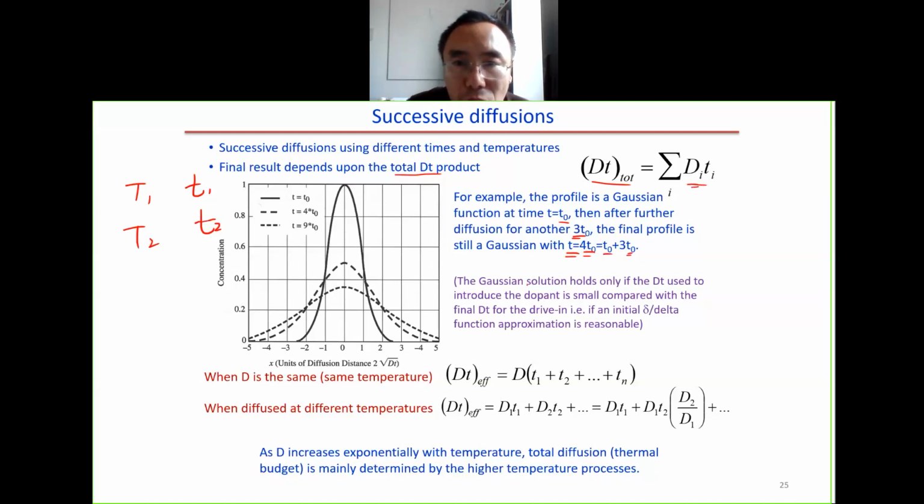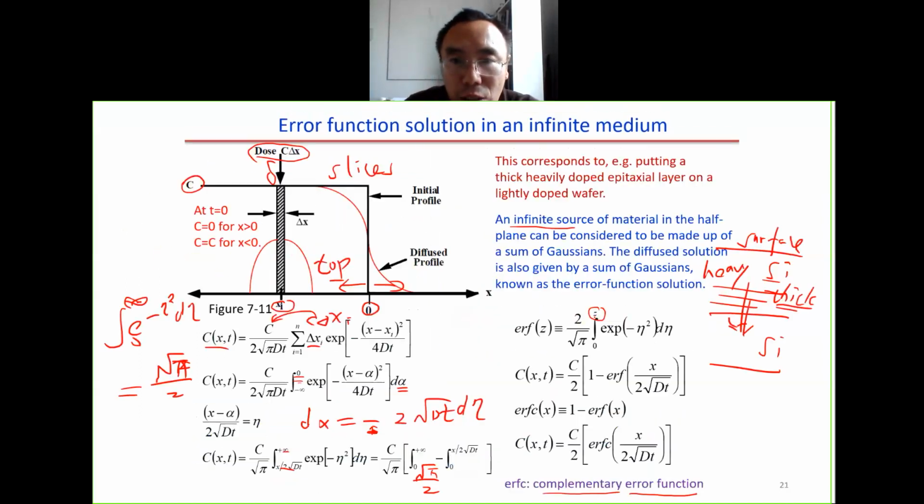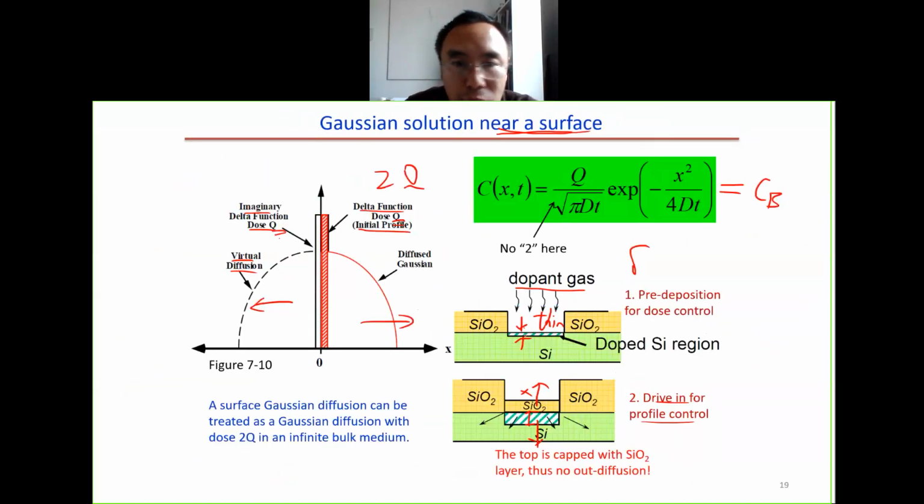This Gaussian solution holds only if the dt used to introduce the dopant is small compared with the final dt value for the drive-in. That means our initial delta function approximation is reasonable. That is why I said if this one is very, very thin, then we can approach this one as the delta function.